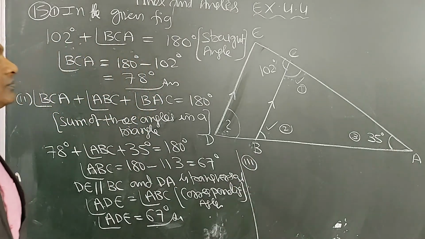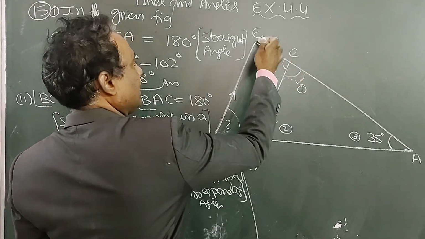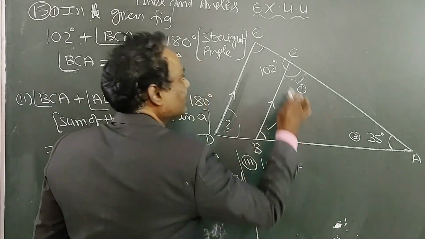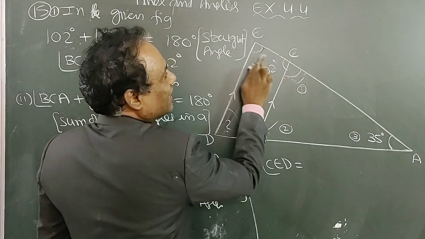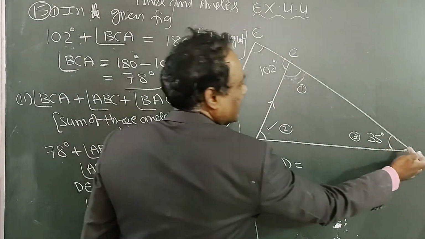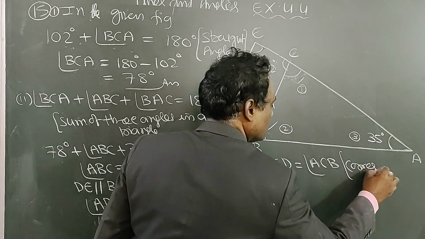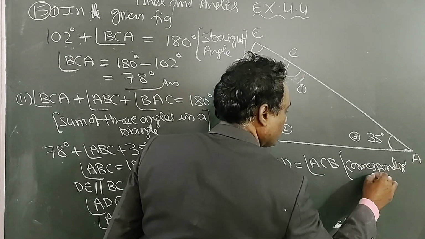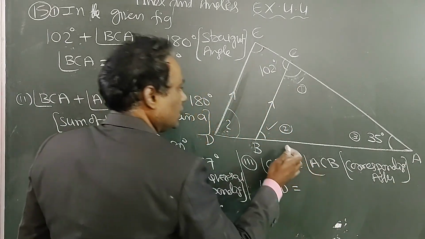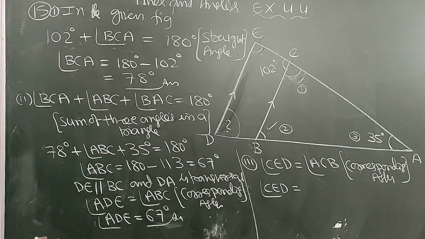Next, third question. What is the other angle required? CED. See here. This angle, angle CED. This angle is equal to this angle because they are corresponding angles. The name is ACB. So CED is equal to this angle ACB.